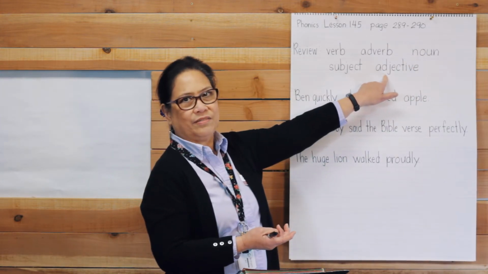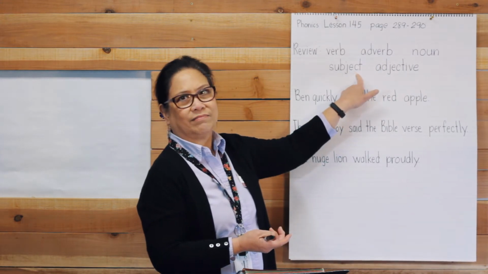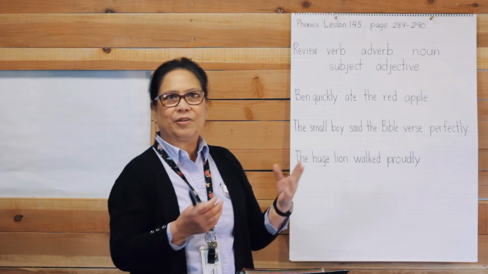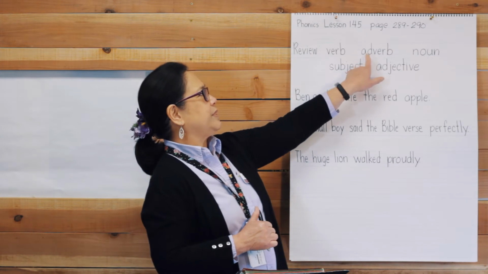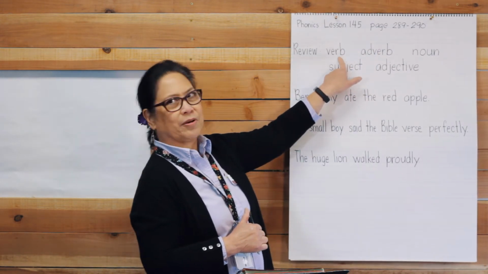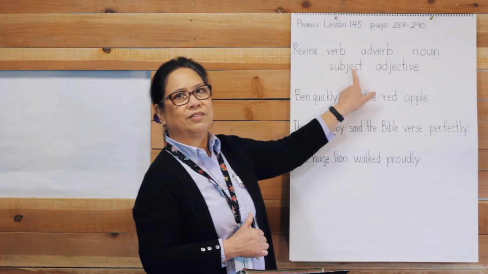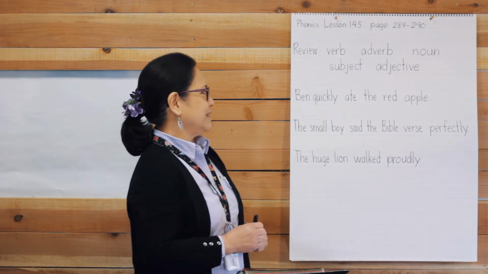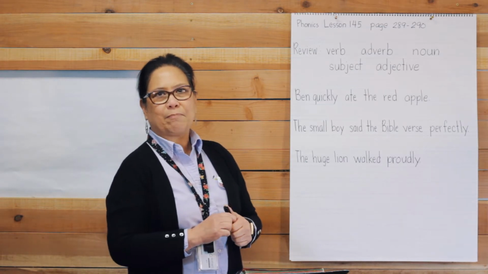An adjective describes the subject, okay? Very complicated. You have the words verb, adverb, subject, adjective. But try to remember, when you see adverb, that describes the verb. Adjective, that describes the subject. Okay? Let's try the first sentence. It says, Ben quickly ate the red apple.